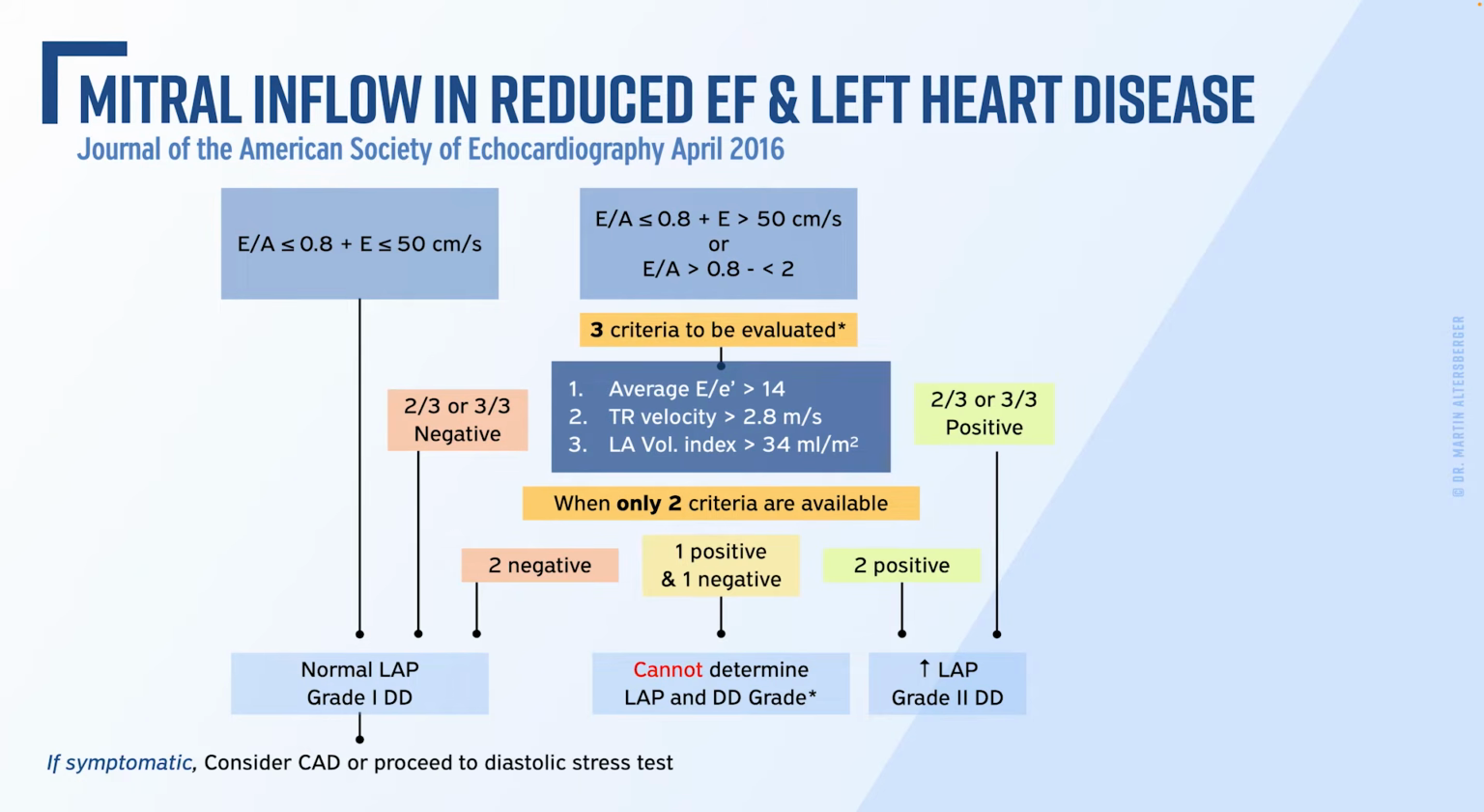When it's in the middle, so 1 is positive, for example, the TR velocity is 2.9 meters per second, but the E to E prime is 11 in a mean value, in an average value, you are still told in the guidelines you cannot determine left ventricular end-diastolic pressures and left atrial pressures. So you cannot determine filling pressures or grade diastolic dysfunction.